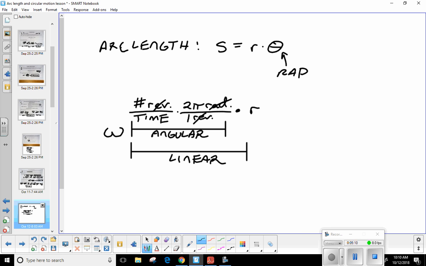What's the variable for linear? V, there we go. We like to use a V to represent the linear velocity. Okay, so this is what we were talking about yesterday.